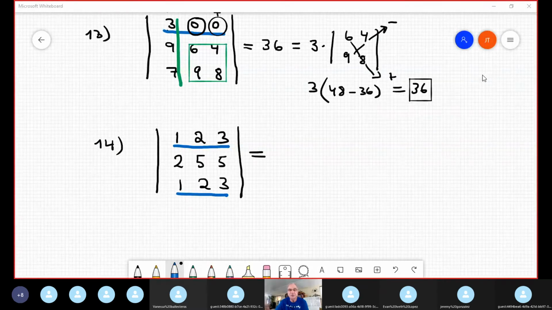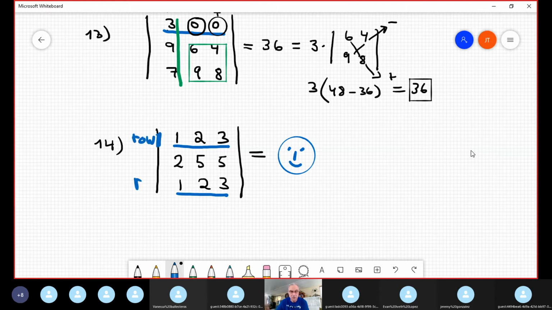The answer is 0. You can anticipate the answer 0 because we have the same. The row 1 and row 3 is the same. When the two rows are the same, the answer is always 0.